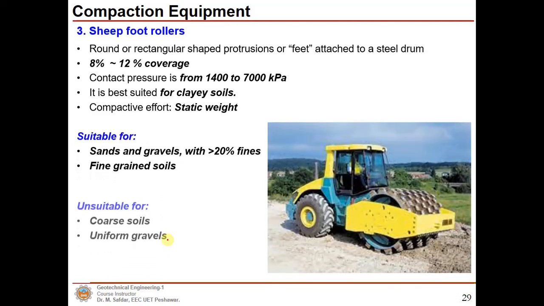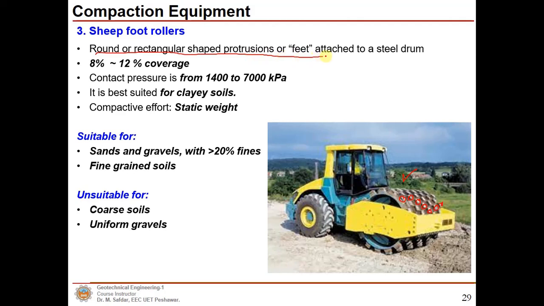Another type of rollers are the sheep foot rollers. As you can see, certain protrusions on the smooth wheel type of rollers you can observe in here. Round or rectangular shaped protrusions are feet attached to a steel drum. 8 to 12% coverage area is there. As you can clearly see that these protrusions are applying significant amount of pressure, which is close to 1400 to 7000 kilopascal. It is best for clay soils.